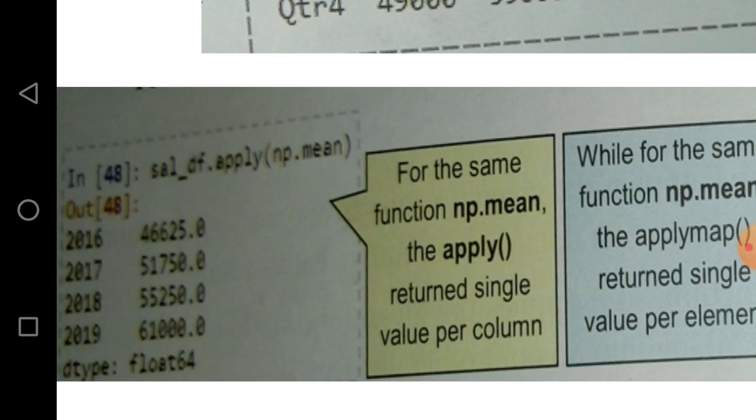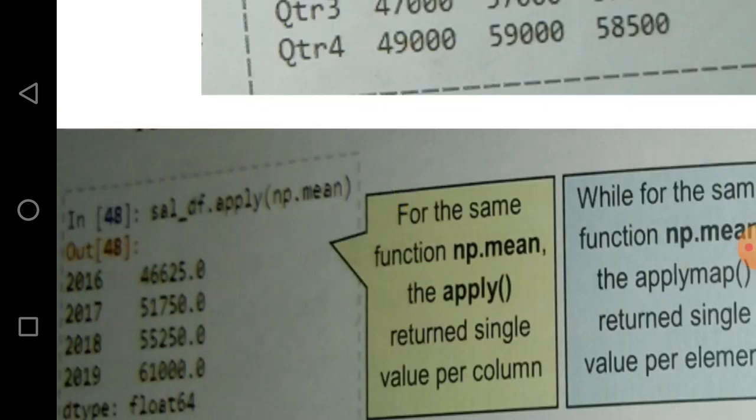After the applymap function, a function name, mean, is passed here with applymap. That's why the mean of all values for 2016, 2017, 2018 and 2019 will be calculated after the execution of that statement.